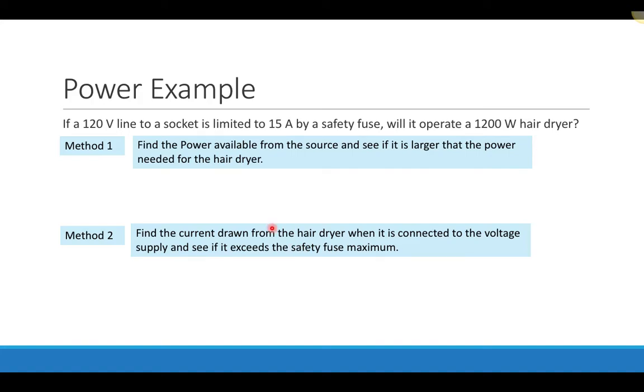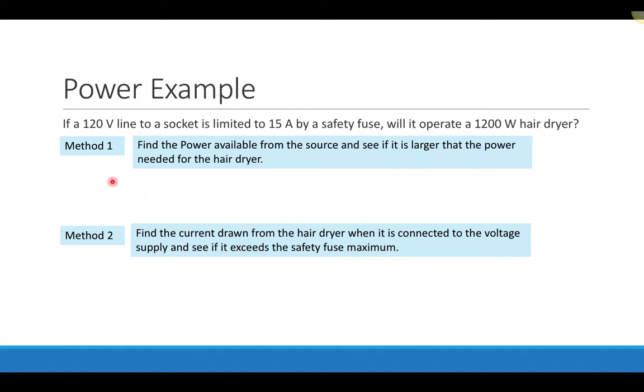So let's look at another example. Suppose that I have a 120 volt line to a socket that's limited to 15 amps by a safety fuse. We talked a little bit about safety fuses before. Basically, you can't draw more than 15 amps in that particular line of the circuit, or the safety fuse will blow. The question is, will I be able to operate a 1,200 watt hair dryer?